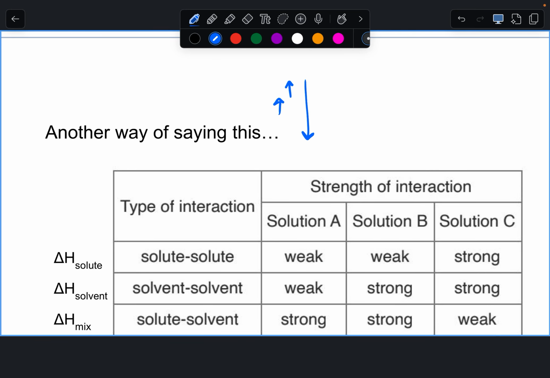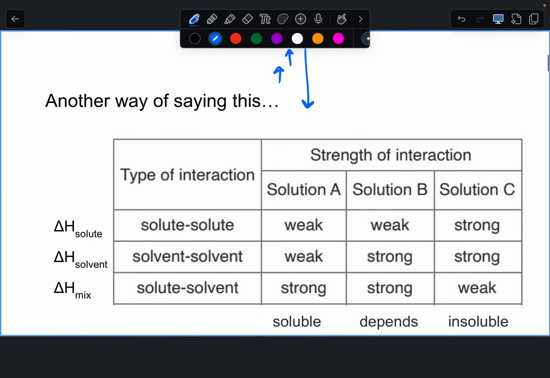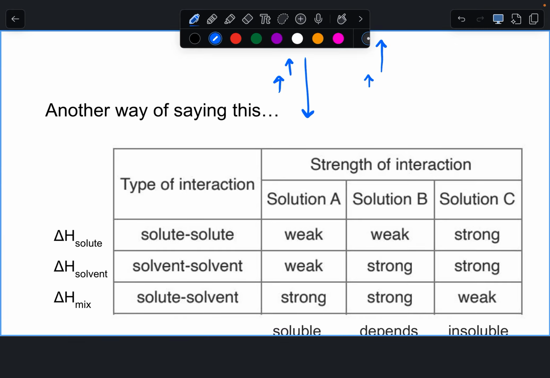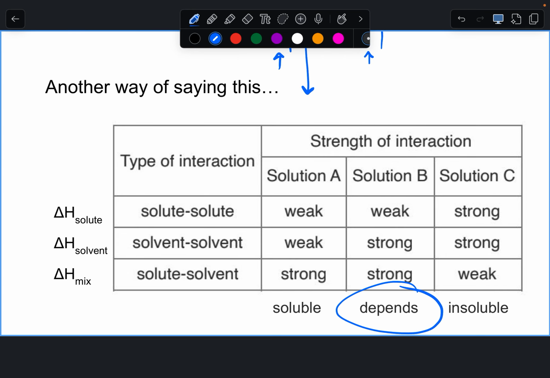So B and C, a little bit different. It says the first one's weak, the second one is strong, and then the last one is strong. Well, that's going to depend on how strong is strong and how strong is weak. This is why you really have to rely on the amount of that delta H of solution. So we would have to have more information about that. We would have to have a little bit more concrete data about how strong those interactions are. But we're always comparing step 1 and 2 together to step 3.